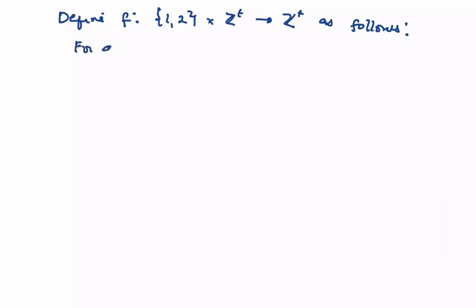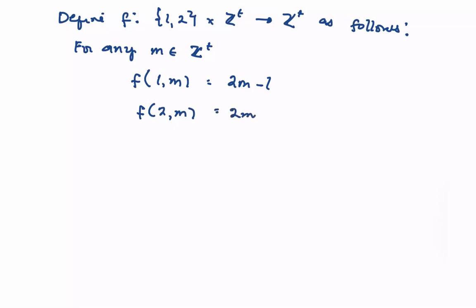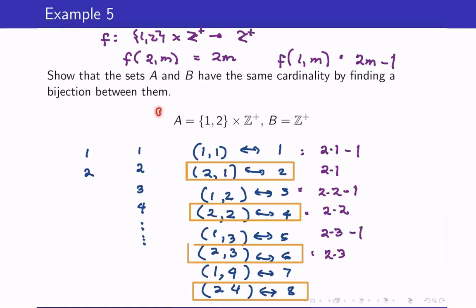So define f as follows. For any m in Z plus, f of 1m is equal to 2m minus 1 and f of 2m is equal to 2m. Now, I will leave it up to you as an exercise. You can continue this to show that f is bijective. And therefore, after doing that, you can now see that A and B have the same cardinality.